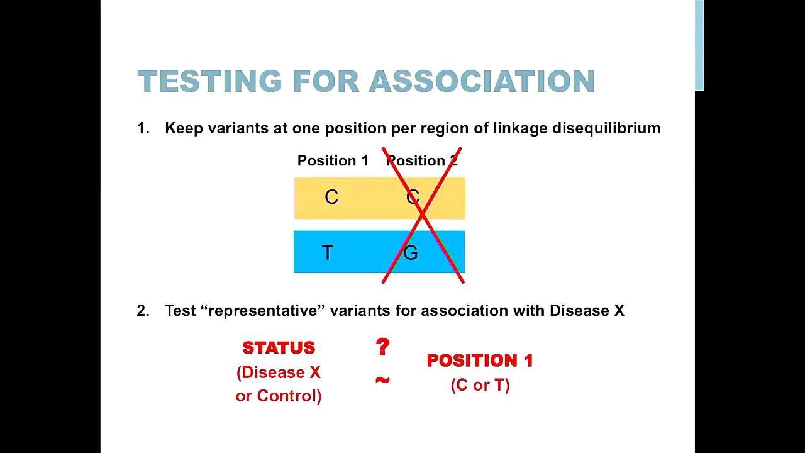It's sort of beyond the scope of this lecture, but perhaps some of you may have covered it in a previous life or in your training thus far. This is just a simple association. If you're familiar with a chi-square test or a Fisher's exact test, that's what we would be using. We would just have a contingency table: do you have the disease or not, and do you have C or T at this position. It's fairly straightforward statistical testing.